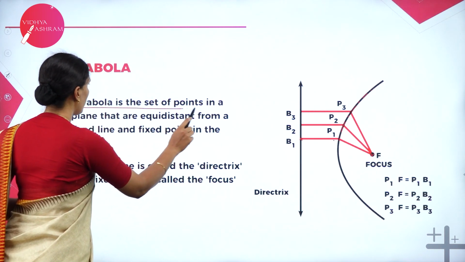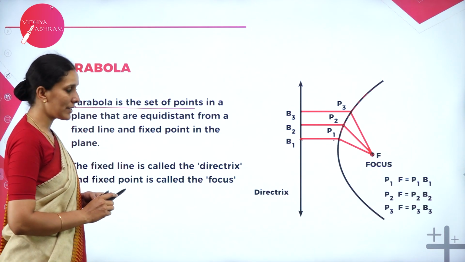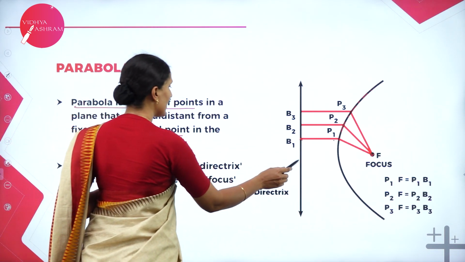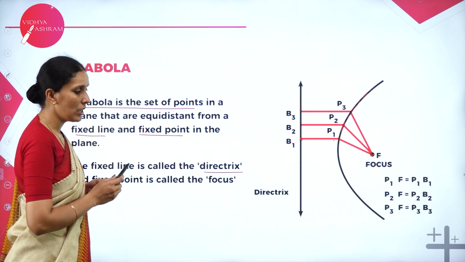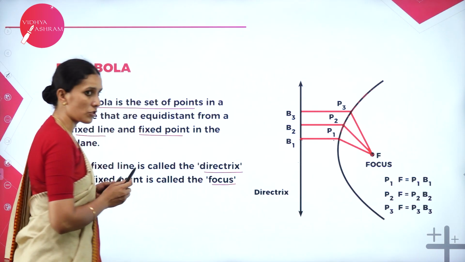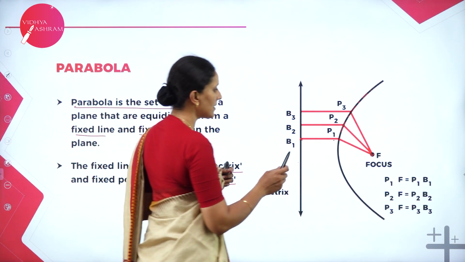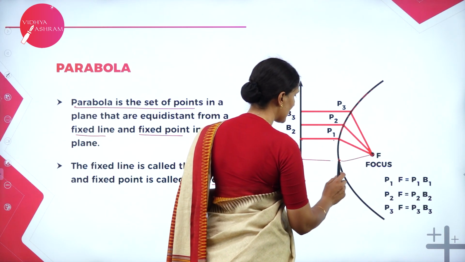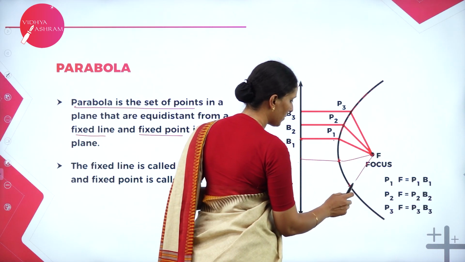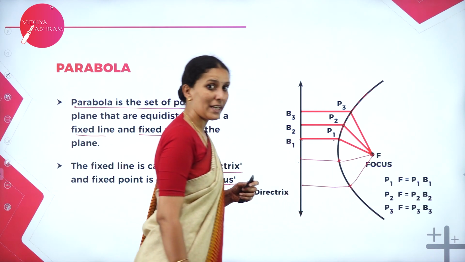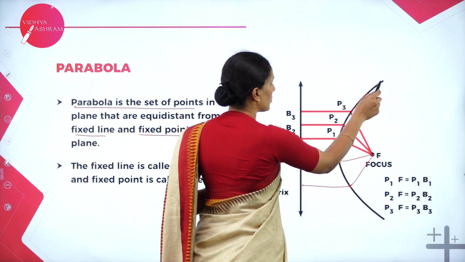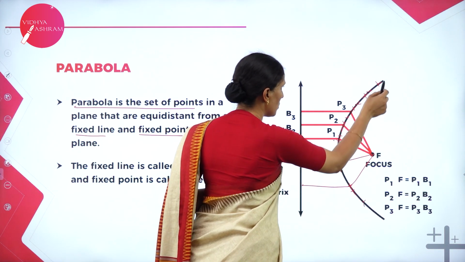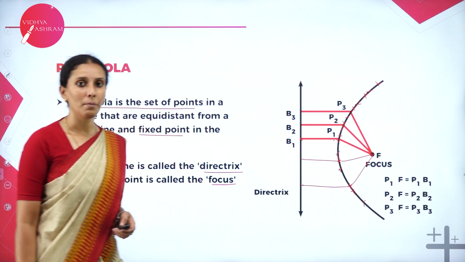So parabola is the set of points in a plane that are equidistant from a fixed line and a fixed point. That fixed line is called the directrix of the parabola and the fixed point is called the focus of the parabola. You can clearly see, take any point on the parabola, the distance from the point to the focus as well as to the line, the directrix, will be the same. So it is a collection of all those points which satisfy this condition. This curve is called a parabola.